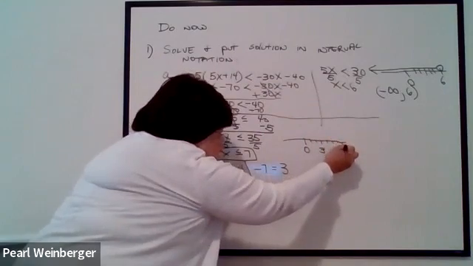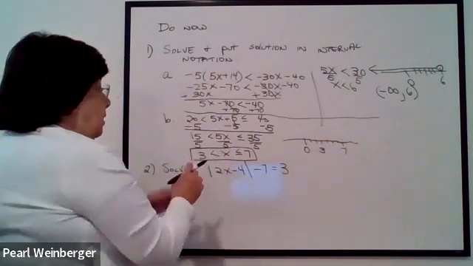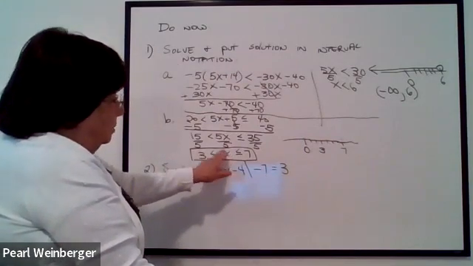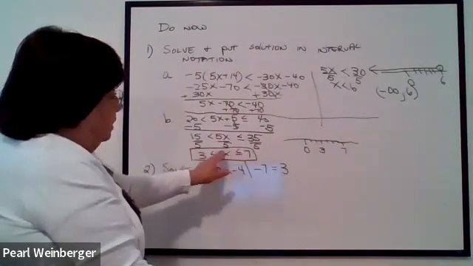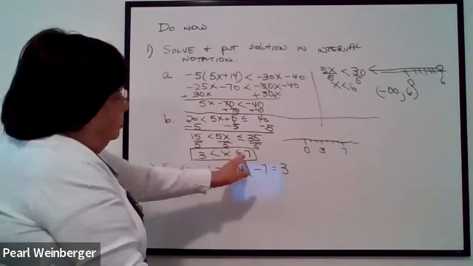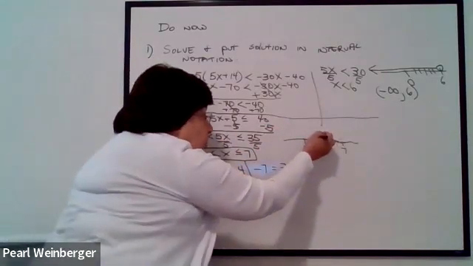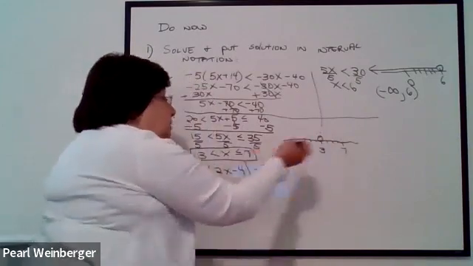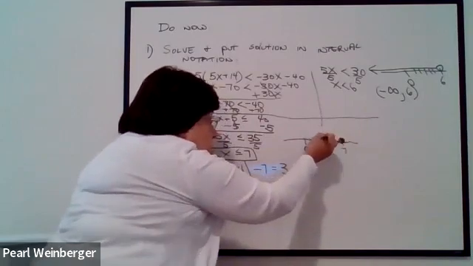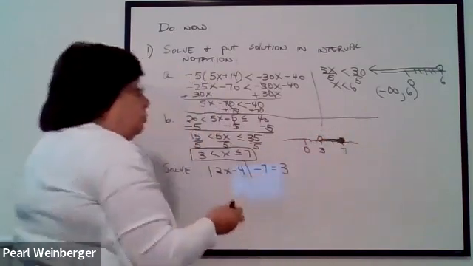Here's my 7. Okay. Now, what this is really telling me is that the x is between the 3 and the 7. It's greater than the 3, but also less than or equal to the 7. Now, at the 3, we're going to have an open circle. But at the 7, we're going to have a filled-in circle because it's a less than or equal to. And we fill in everything in between.